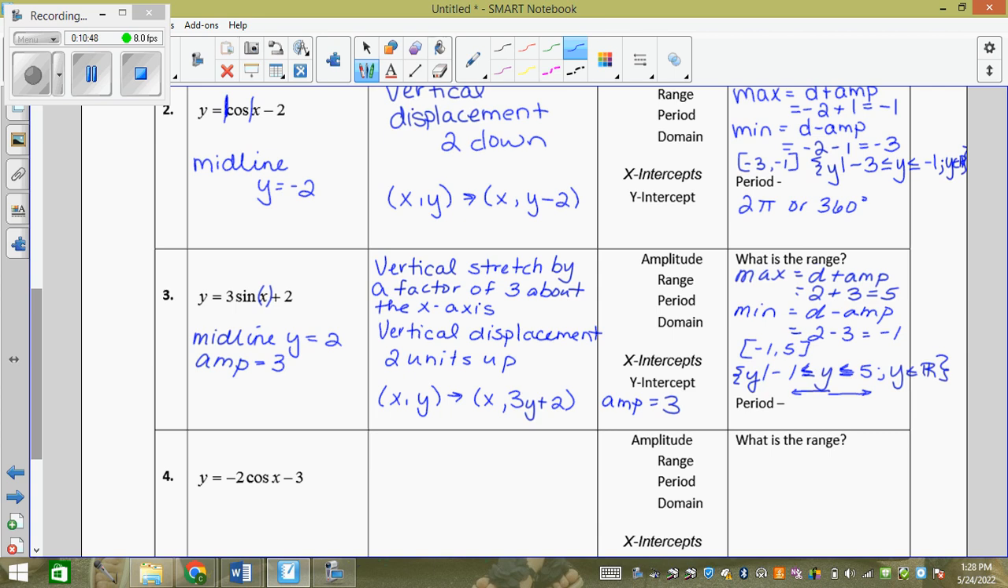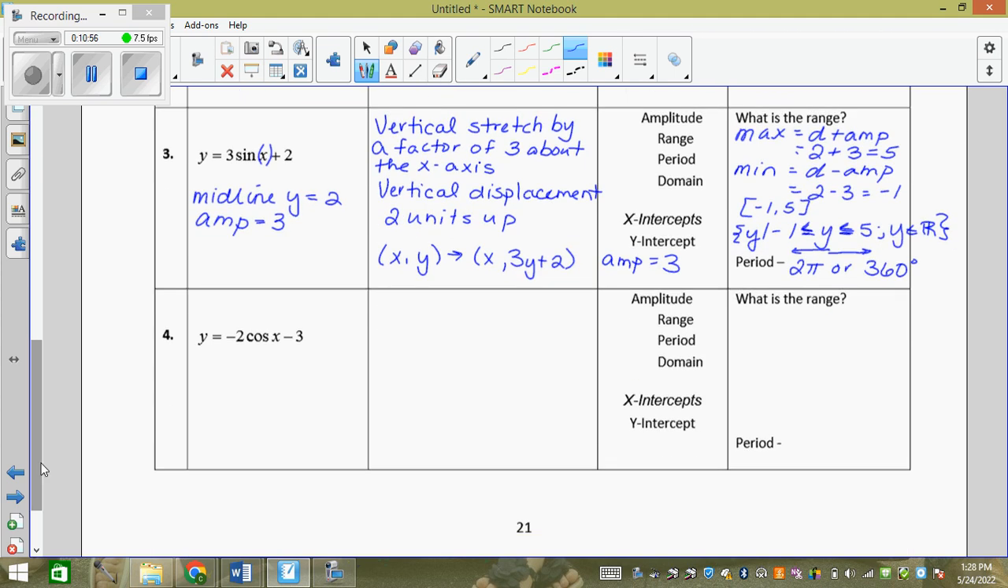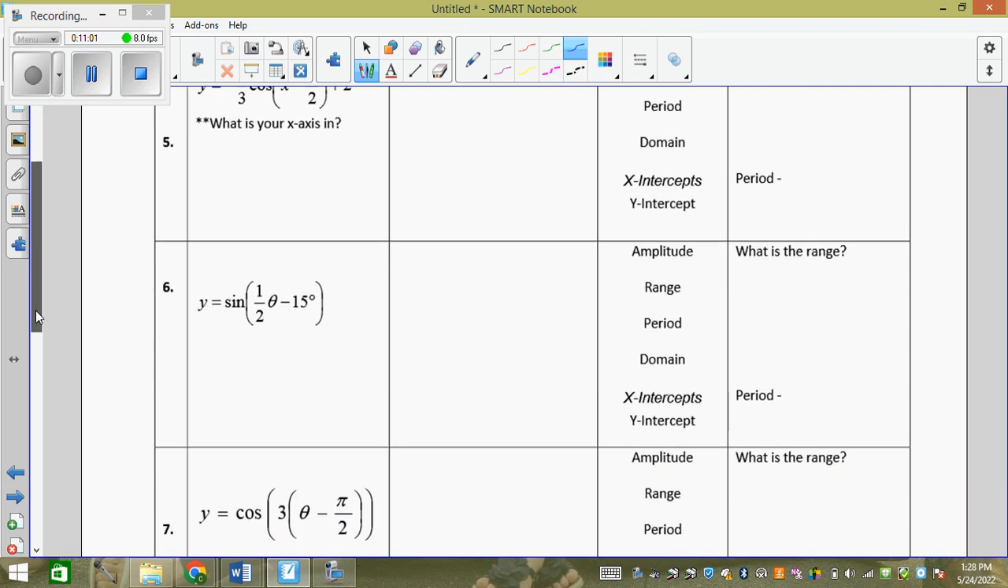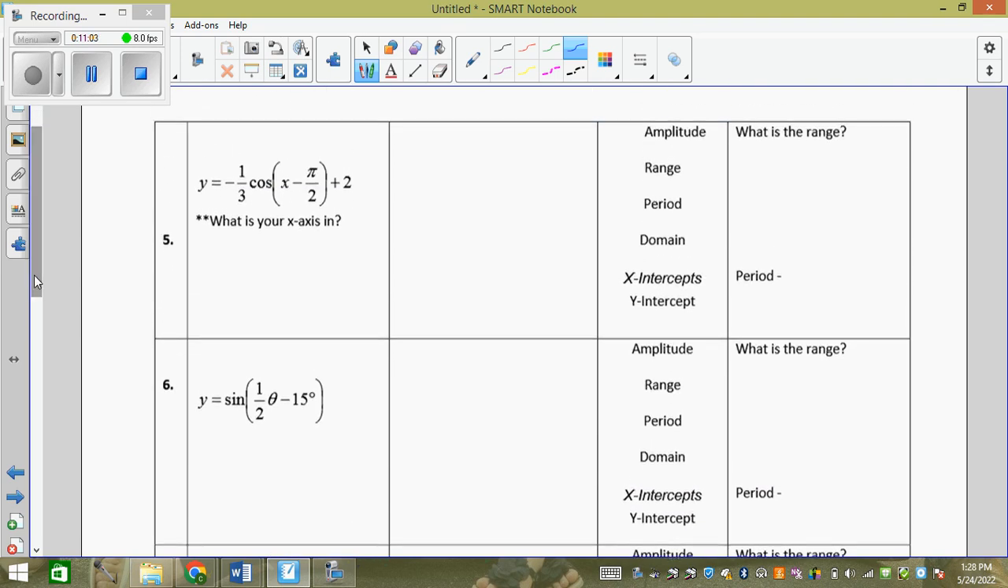The period, still 2 pi or 360, because nothing has changed. Okay, C4, flip over. C5, still no change in that period. C6, this is the catch now. If the axis is in radians, my period has to be in radians. If my axis is in degrees, my period has to be in degrees. What do we have to do with this 1 over 2? We have to take it out, and then it's going to be 1 over 2.